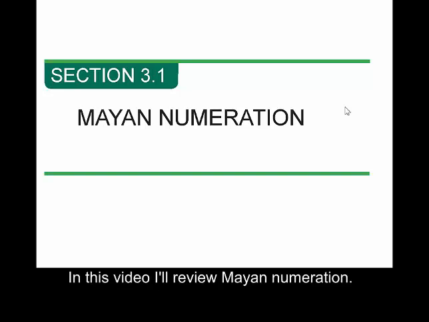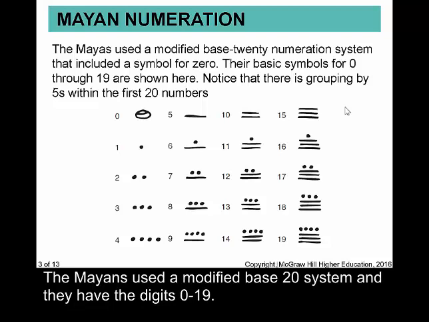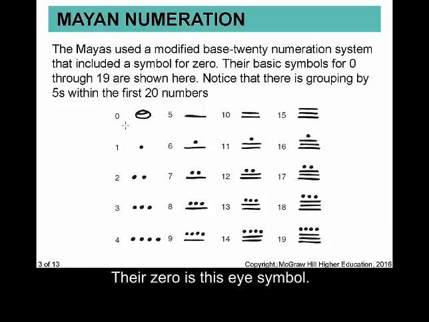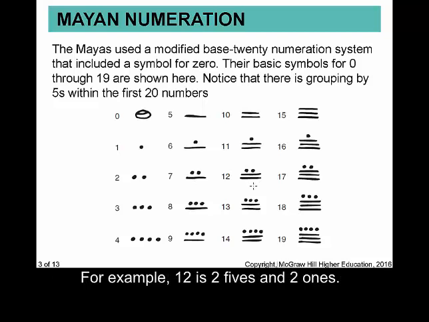In this video, I'll review Mayan numeration. The Mayans used a modified base 20 system, and they have the digits 0 through 19. Their 0 is this I symbol, 1 through 4 are comprised of dots, 5 is a line, and the remaining digits 6 through 19 are comprised of combinations of lines and dots. For example, 12 is 2 5s and 2 1s. 15 is just 3 5s.